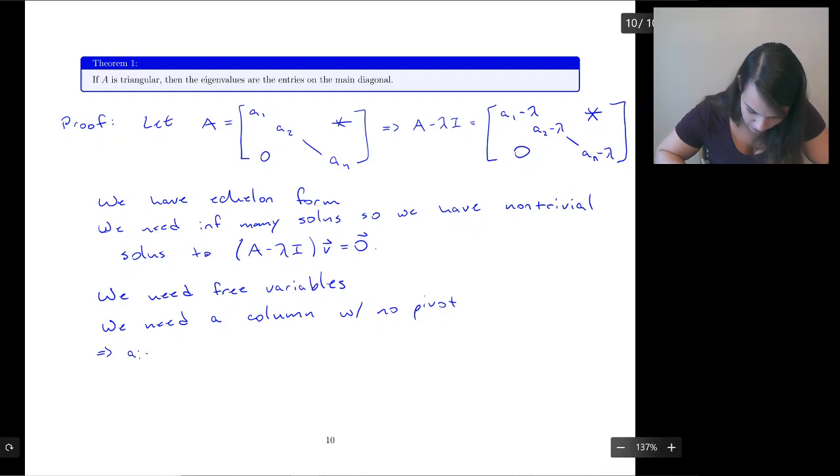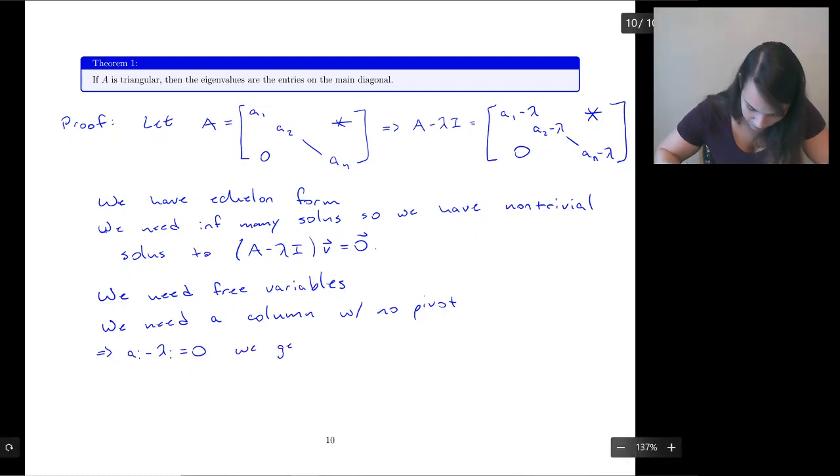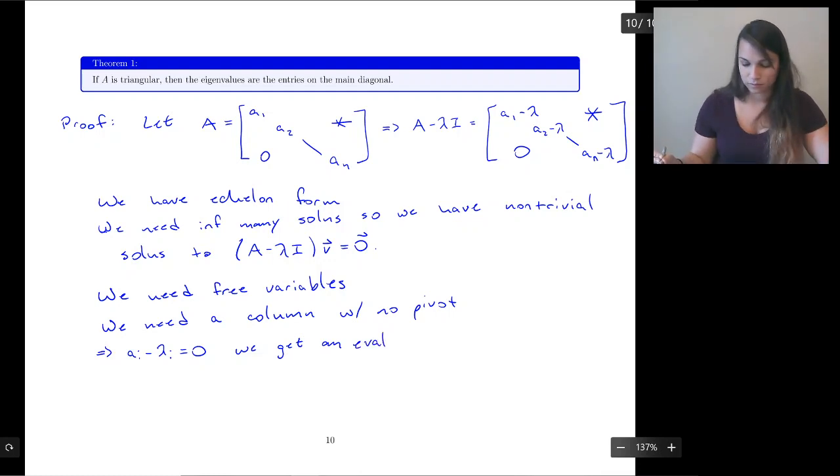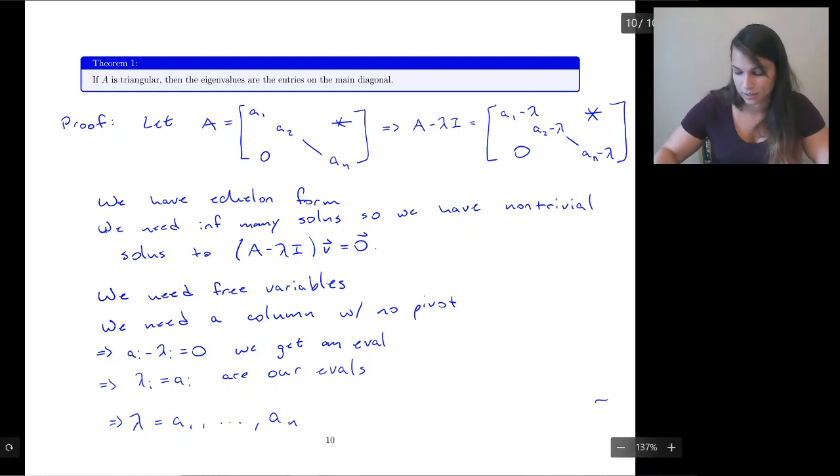So then A_ii minus lambda. If anything on the diagonal is equal to 0, we get an eigenvalue, right? So that means lambda_i equals A_ii are our eigenvalues. So then lambda equals all the diagonal entries. There you go. So hopefully you guys did follow that one.